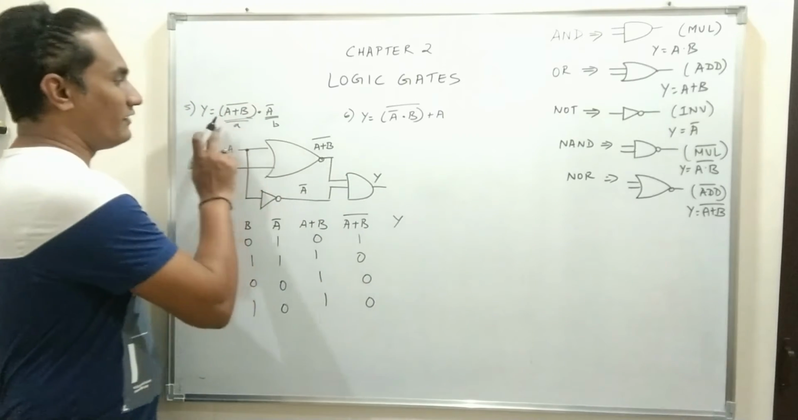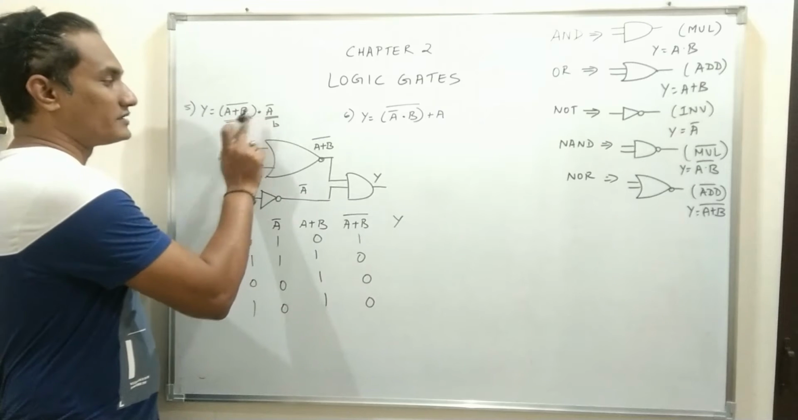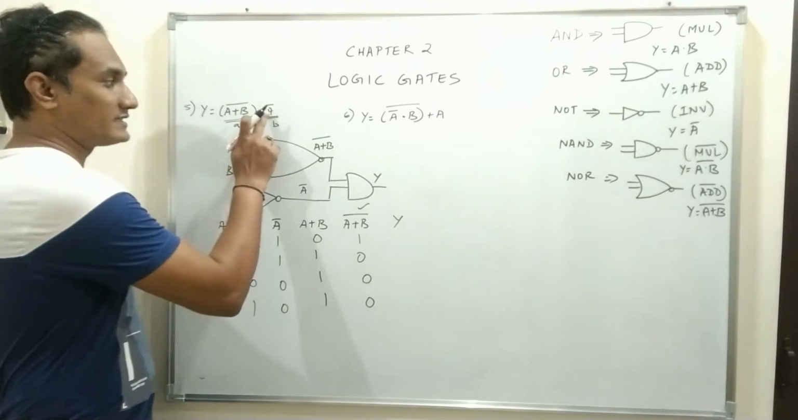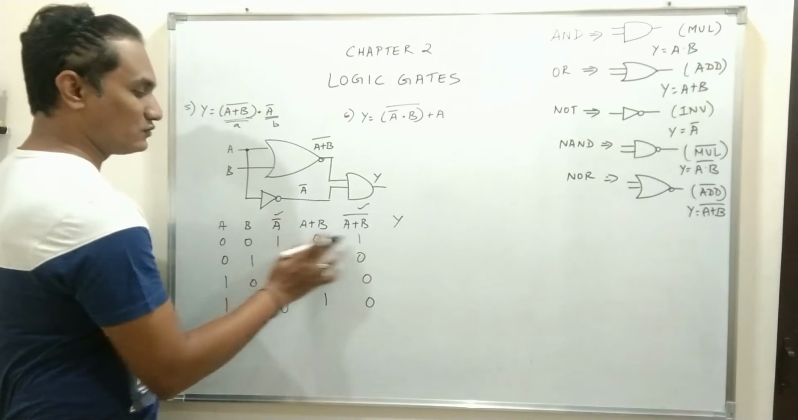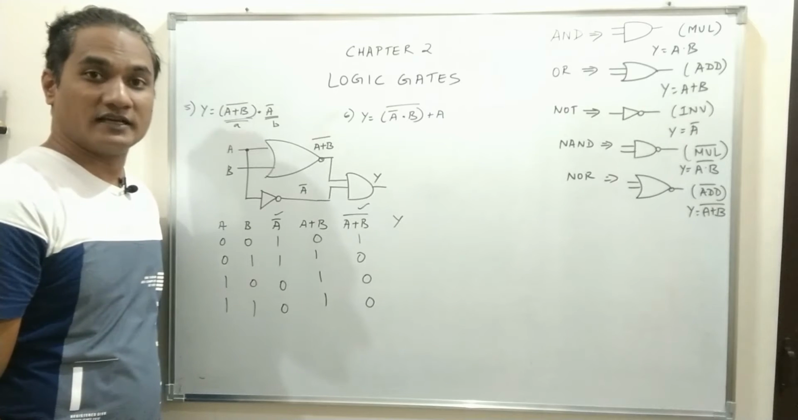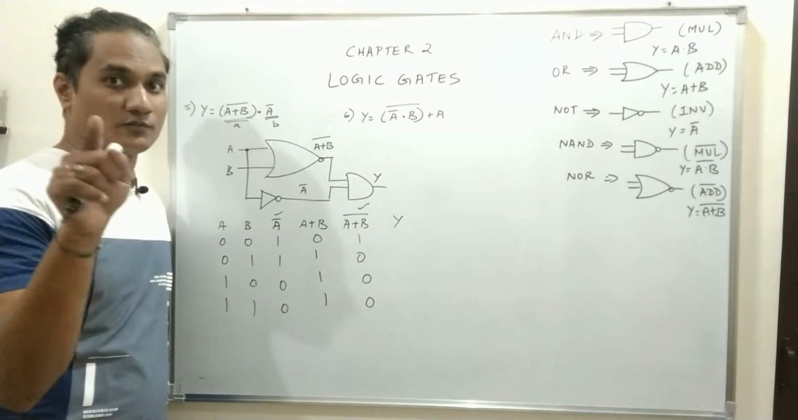And what is y? Y is the AND operation between these two expressions. So we have already got (a plus b) whole bar, and the next expression is a bar. Between these two columns you have to apply AND logic. AND logic amounts to multiplication. If any one of the inputs is 0, the output will be 0.